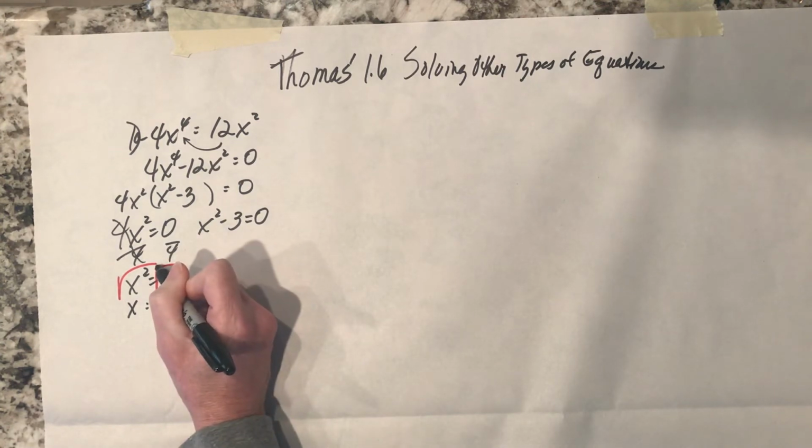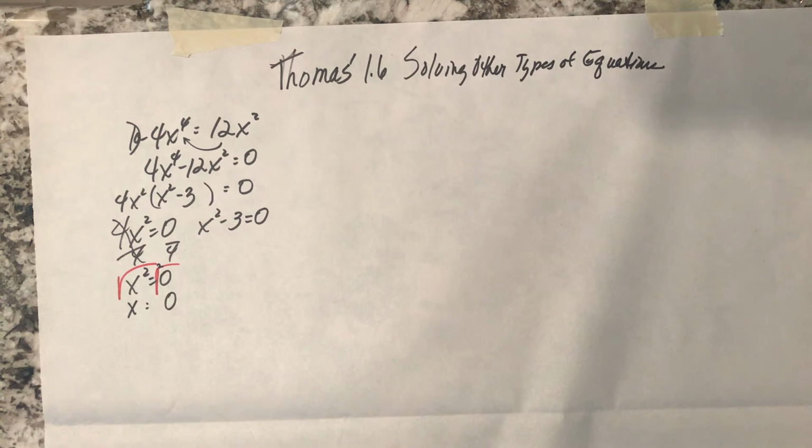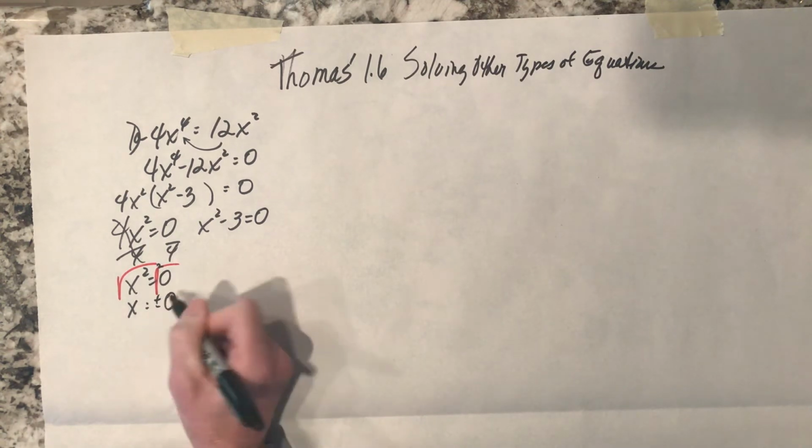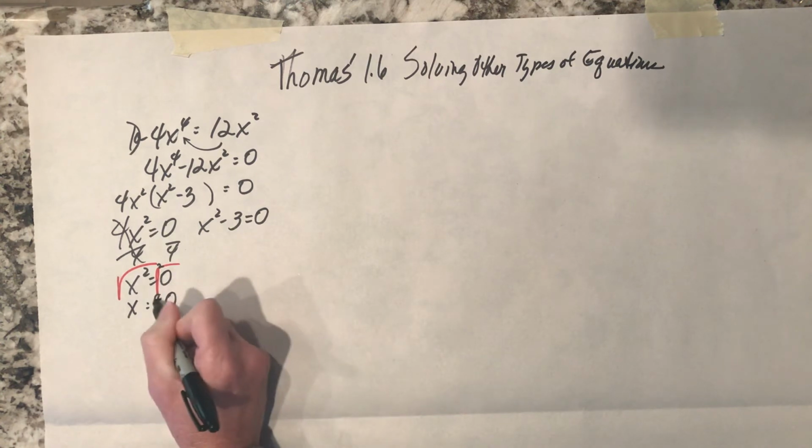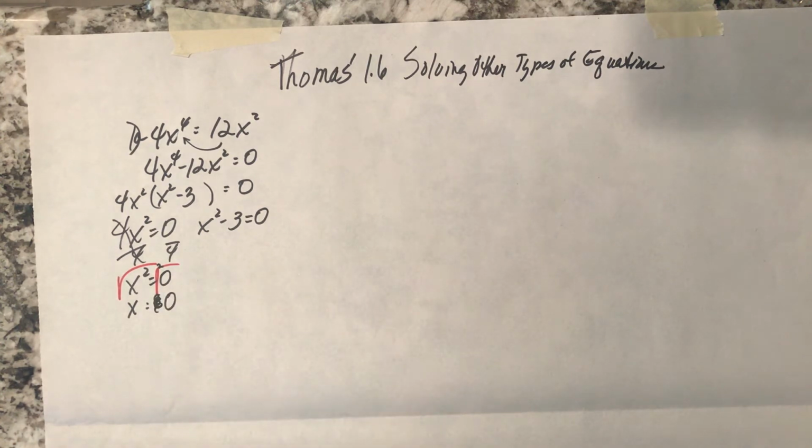This is an even radical or even index. We're taking the square root, and so we need to consider both the positive and negative versions of that, and 0 does not have positive or negative versions, so it just has 0.